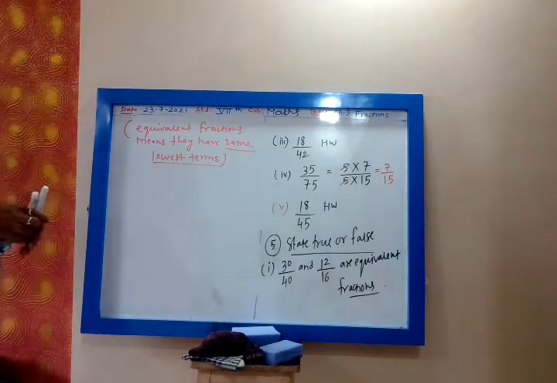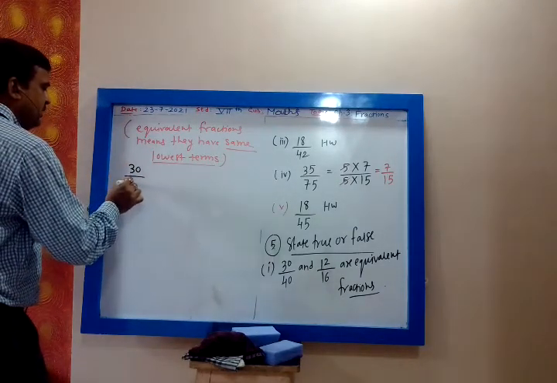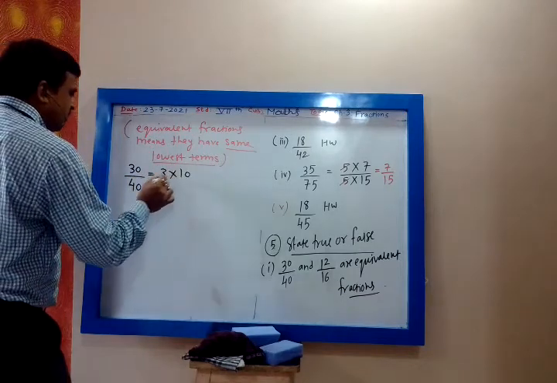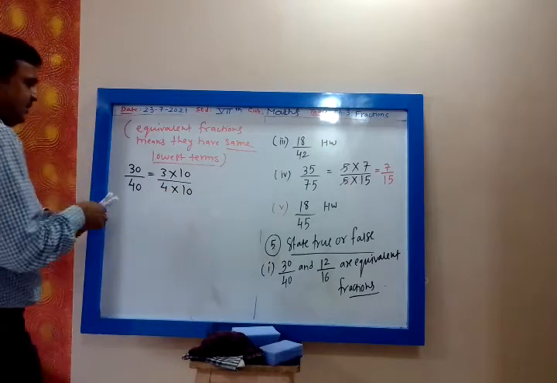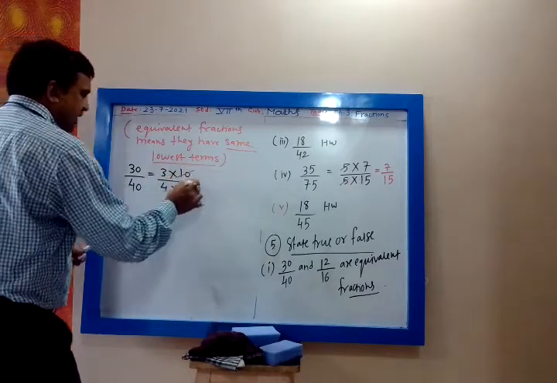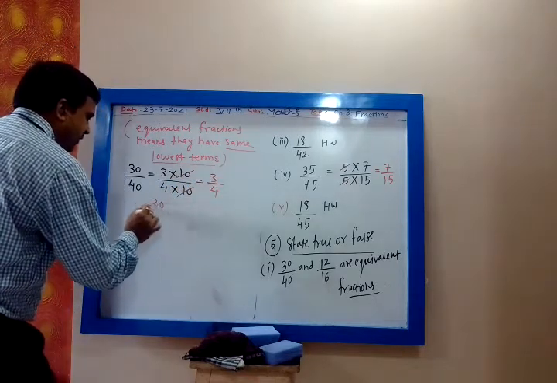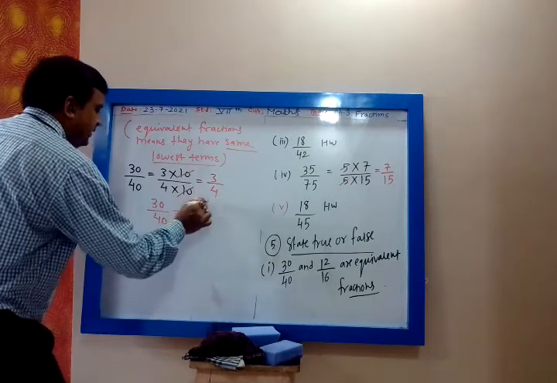So let us find the lowest term of 30 upon 40. 30 I can write as 3 into 10, 40 I can write as 4 into 10. Now 10 gets cancelled. So that is 3 by 4. So for 30 upon 40, the lowest term is 3 by 4.